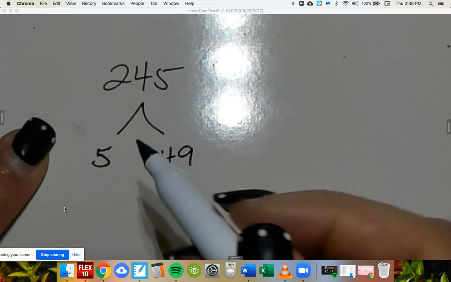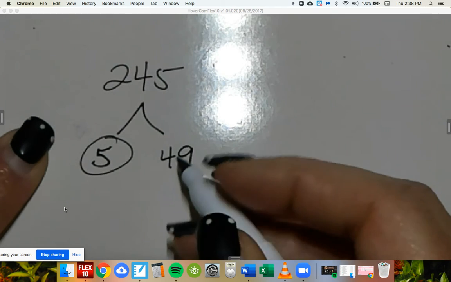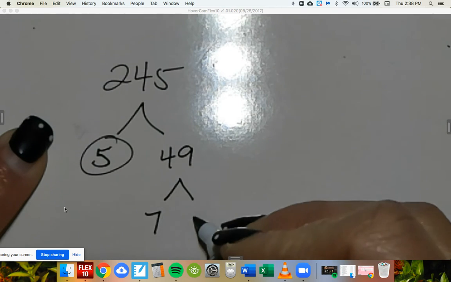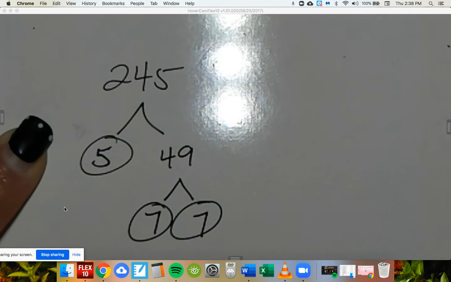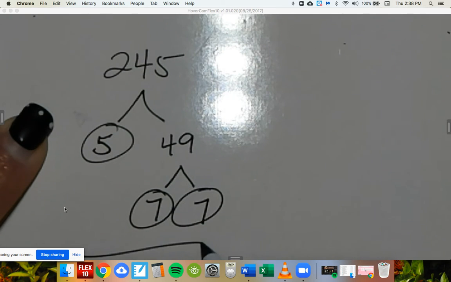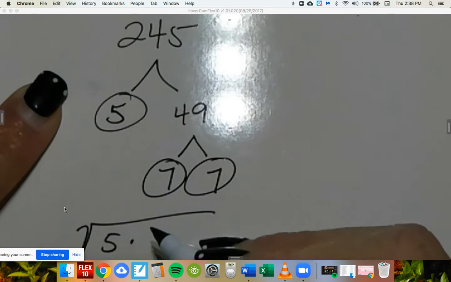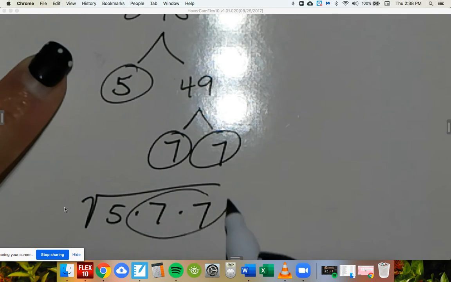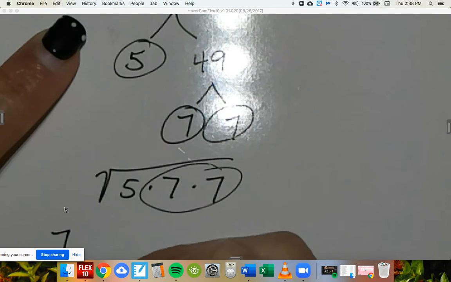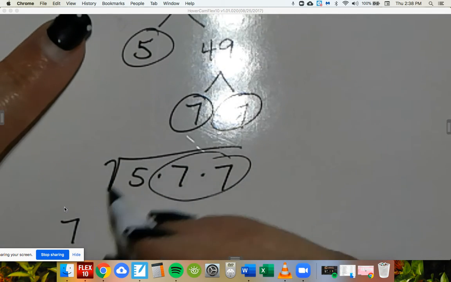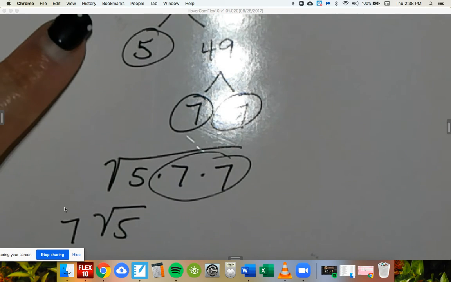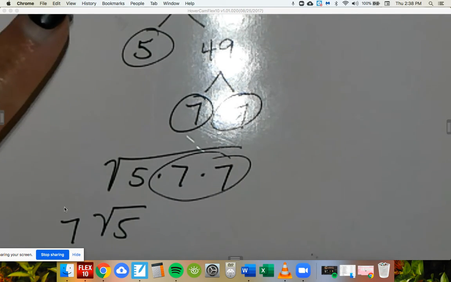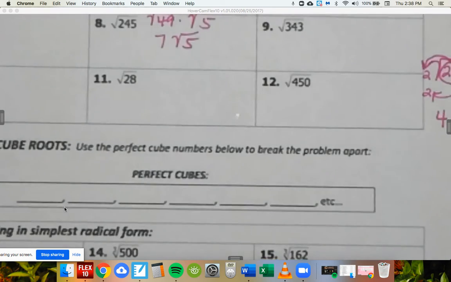Okay. 5 is a prime number. It can't be broken down. 49 breaks down into 7 and 7. Now both of those are prime. So it'd be the square root of 5 and 7 and 7. And since you have a pair of 7s, you bring the 7 out, and that would leave behind the square root of 5. So that's another way to do it. I kind of like that way.